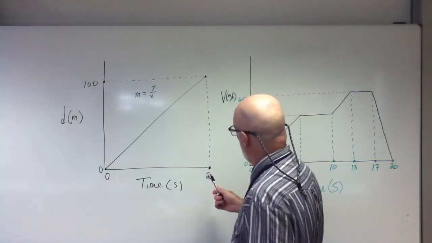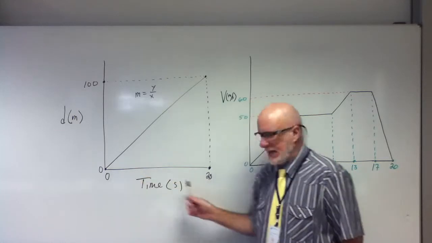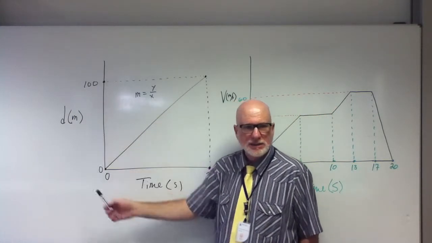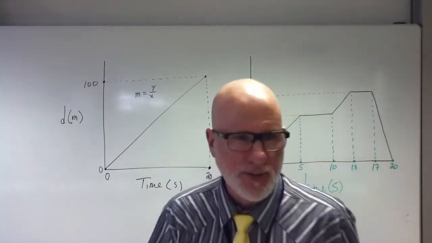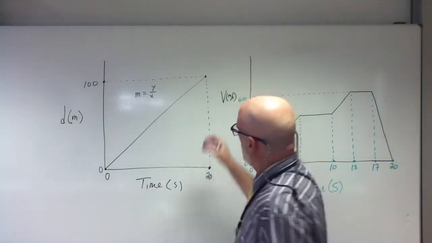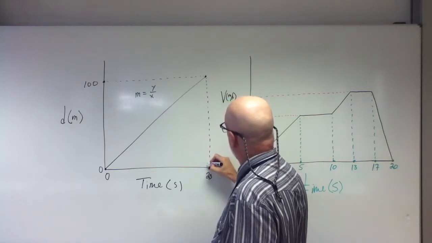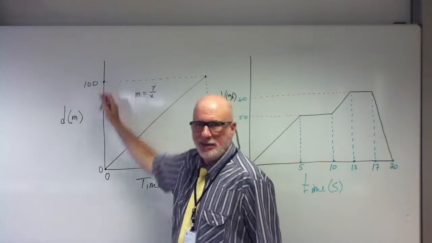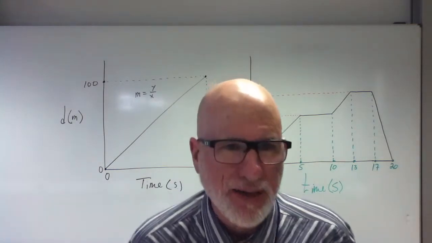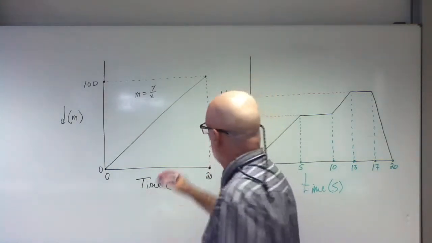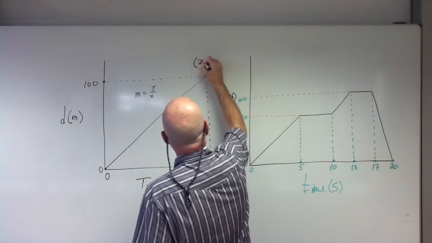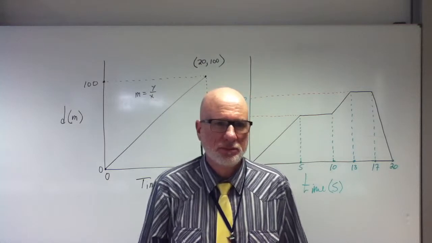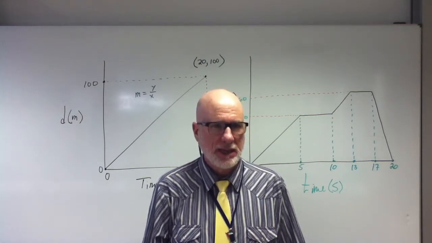Okay. This is 20 on the x-axis, and this is 100 on the y-axis. Question number one. Are you ready? This point is going to be represented by the ordered pair 20, 100. Yes or no? Yes. Excellent. I like that.